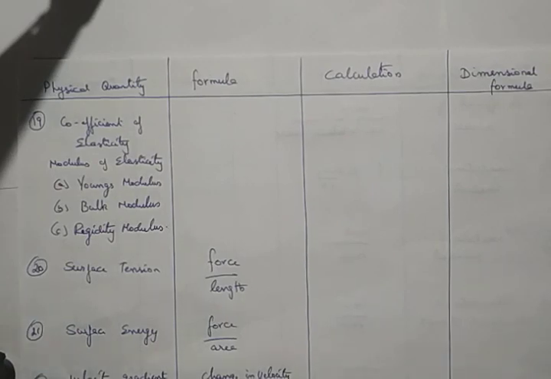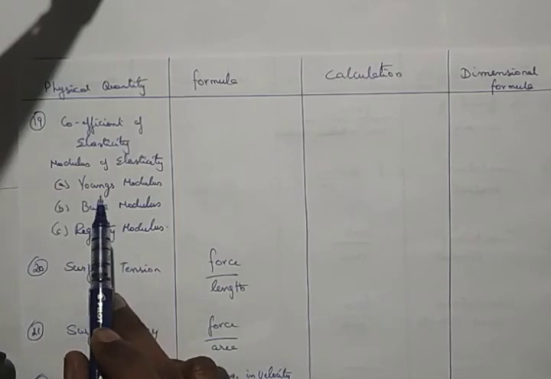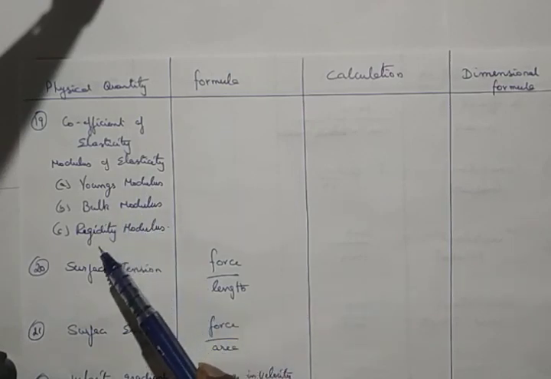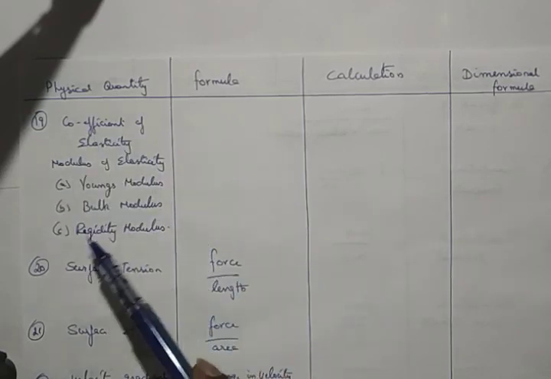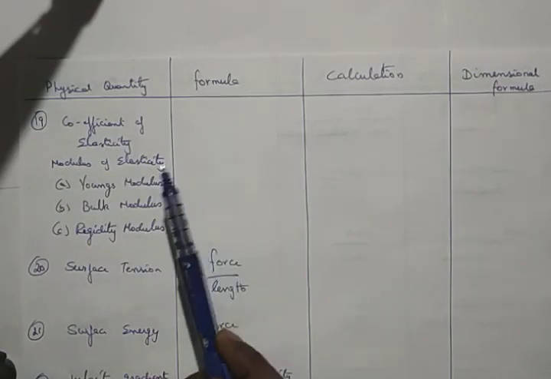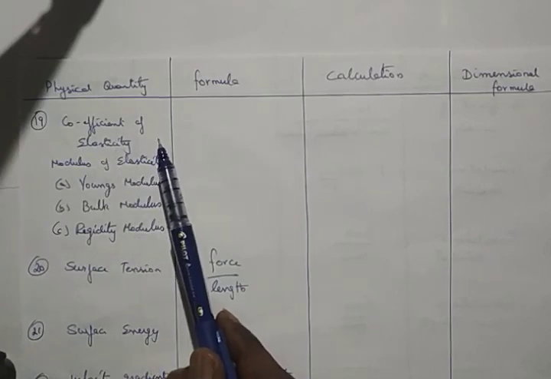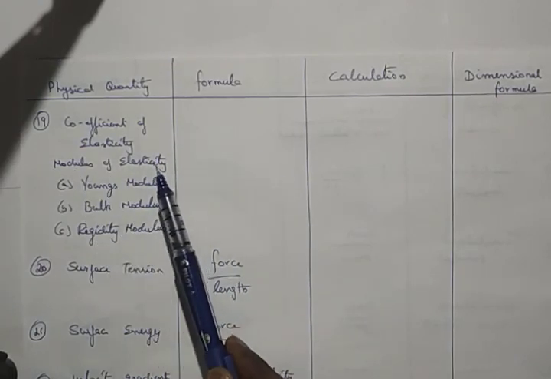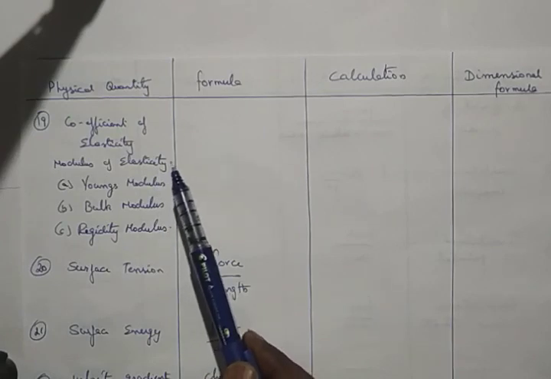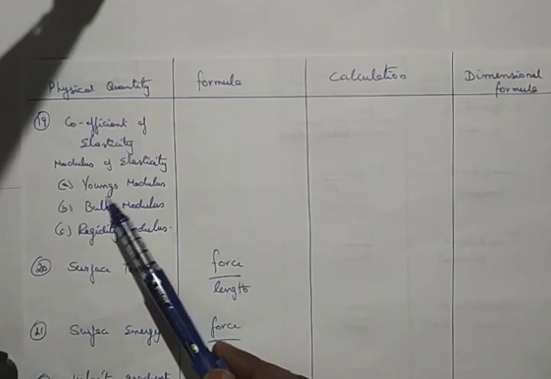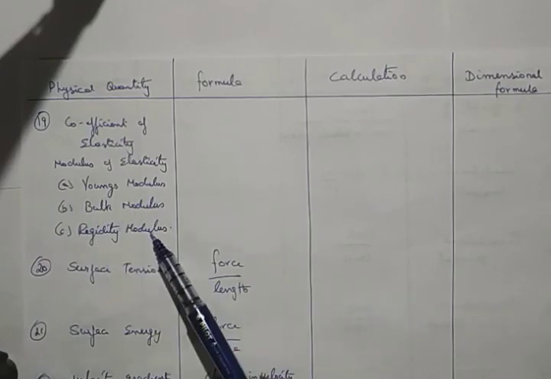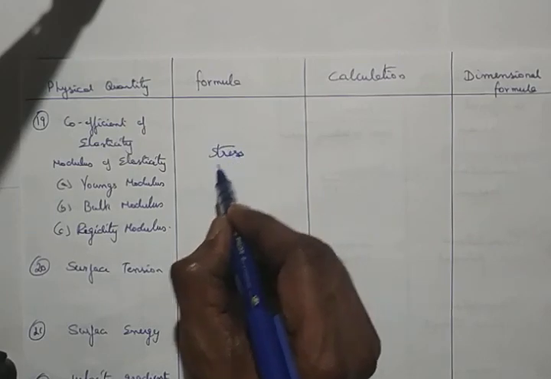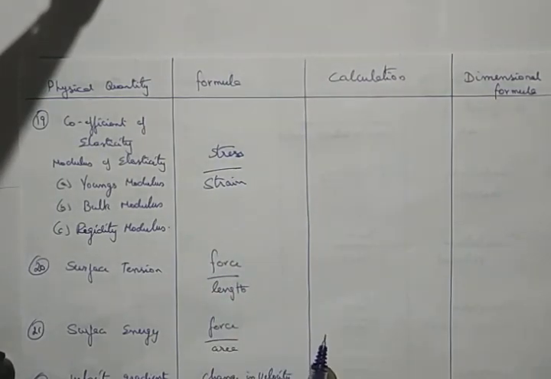The next formula is coefficient of elasticity. This has three different formulas: Young's modulus, bulk modulus, rigidity modulus. All of them mean the same. You can say in terms of three different names, coefficient of elasticity, that is a kind of fixed number for any material. Or otherwise you can say it also as modulus of elasticity. And if you see the modulus of elasticity, there are three varieties, three types. Either you can call it Young's modulus or bulk modulus or rigidity modulus. But all of them have the same formula: stress upon strain.